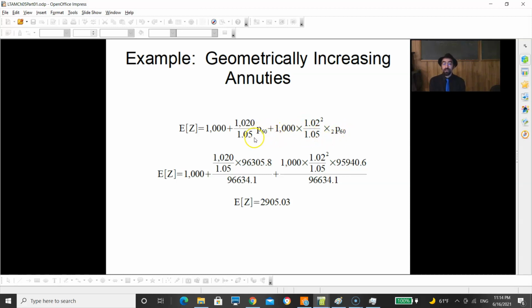Notice we would never end up looking up A double dot 60 or 61 or 62 or 63. We wouldn't be looking that up because we essentially have to modify the interest rates, and all of the values in the table that deal with finance are only valid with an unmodified interest rate. So we just have to crunch this out manually. And we'll get E of Z is, crunch it out, and we get 2905.